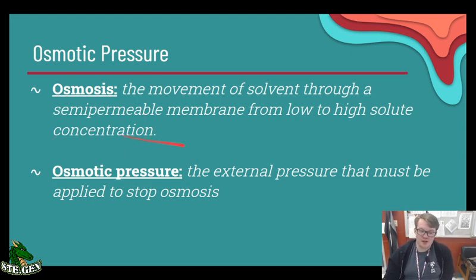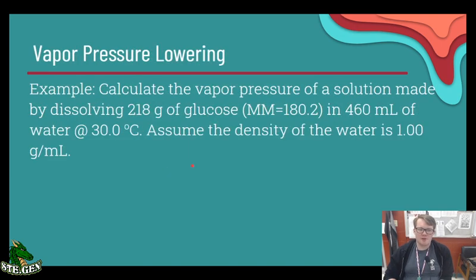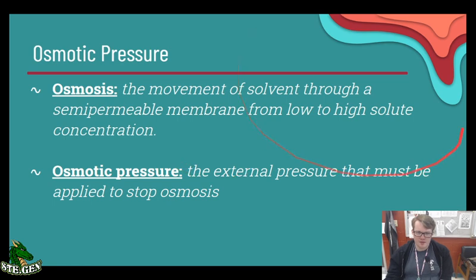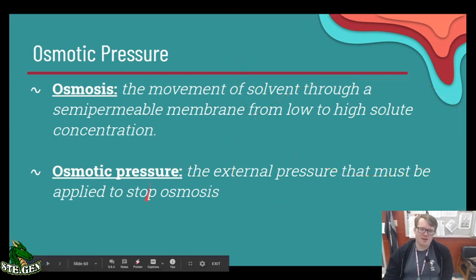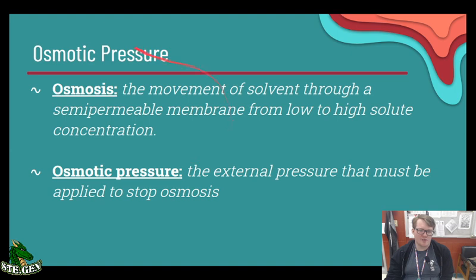Osmotic pressure, then, is the external pressure that you have to apply to actually stop osmosis. We're not really going to do anything with this. It's just kind of weird. There is a calculation about it, and there's a diagram that I'll probably draw on the board in class, but you don't need to know it. I would just know these two definitions and know that osmotic pressure is affected by the amount of solute and not by the type of solute. So it is a colligative property.